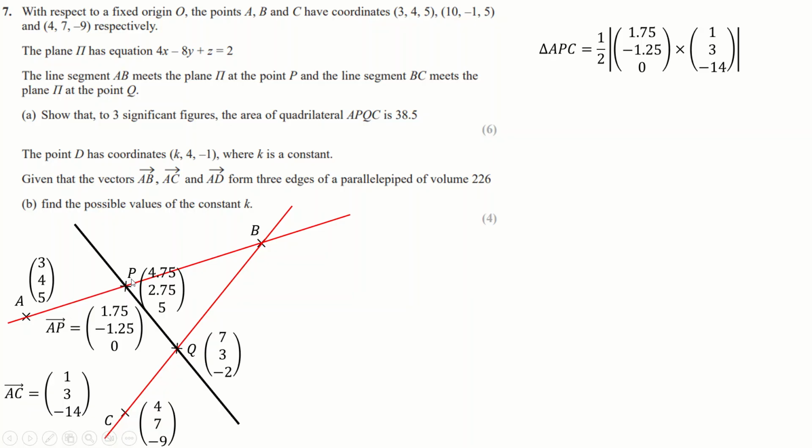So I can find the area of triangle APC by doing exactly this. Of course, my plan then is to find the area of PQC in exactly the same way, basically just with these vectors, and then add the results together. So I think I can do this.